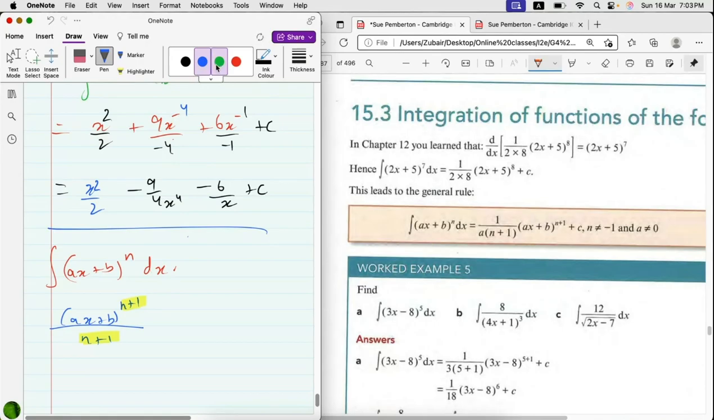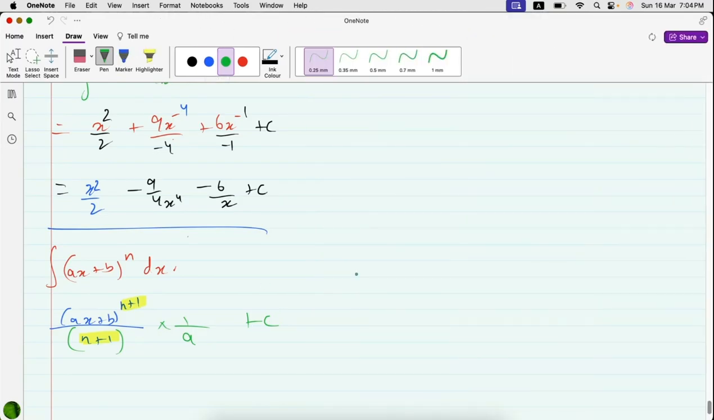And now what do we do? We differentiate whatever is inside the bracket and divide with it. So you differentiate whatever is inside the bracket, you get a, and we divide with that. In differentiation, we used to multiply. In integration, we are dividing with it. It's the reverse process of differentiation.